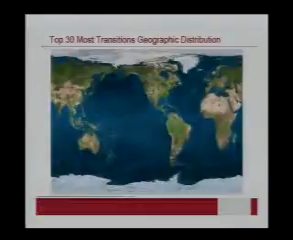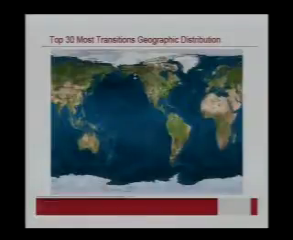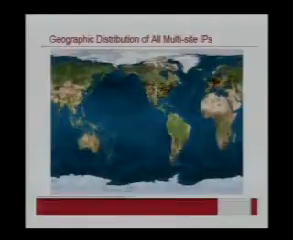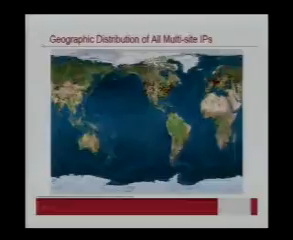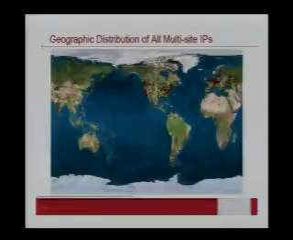This is a geoplot of the sites that did the 30 most transitions between 2 anycast instances or more. And this is a distribution of all the 5,600 source addresses which contacted more than one JRoot instance within one day of analysis. You'll notice that these plots are all over the world, and there's no particular region that they're happening in.